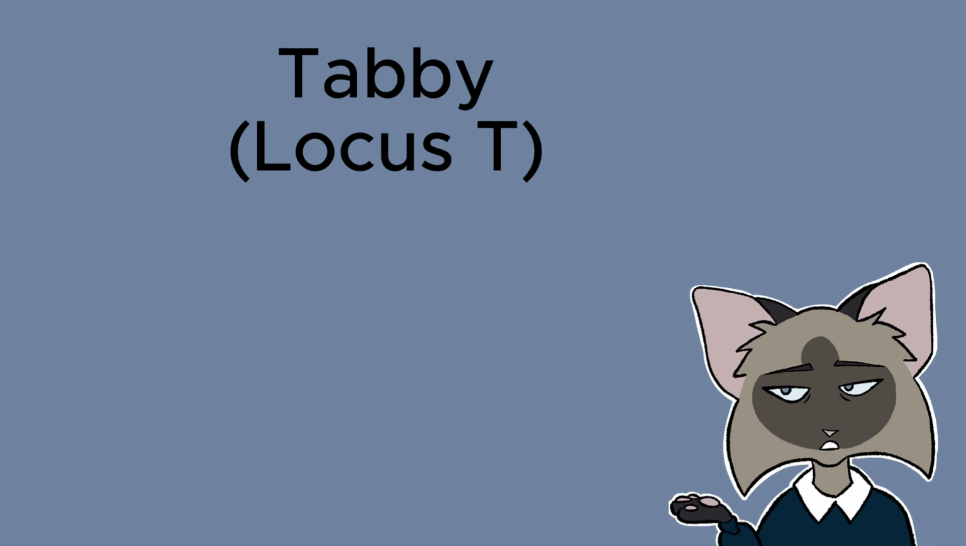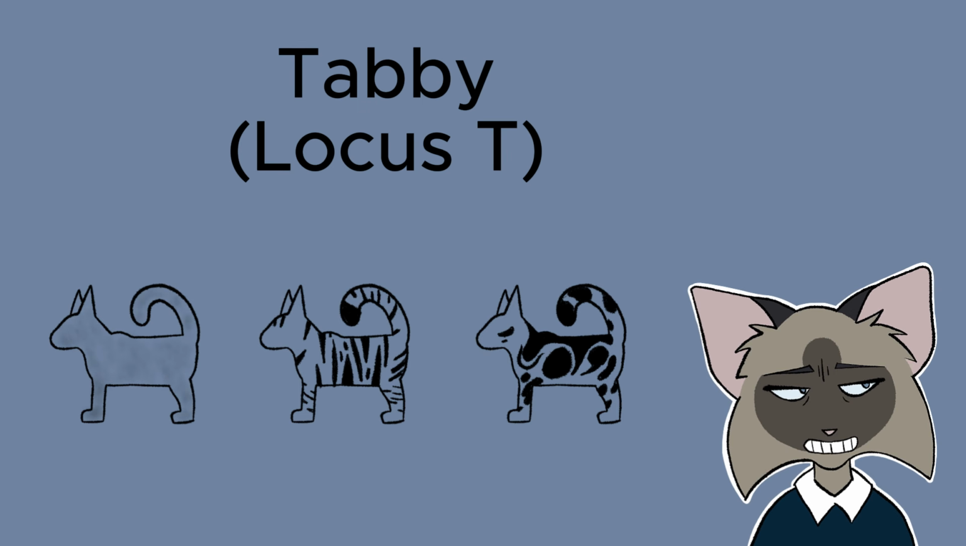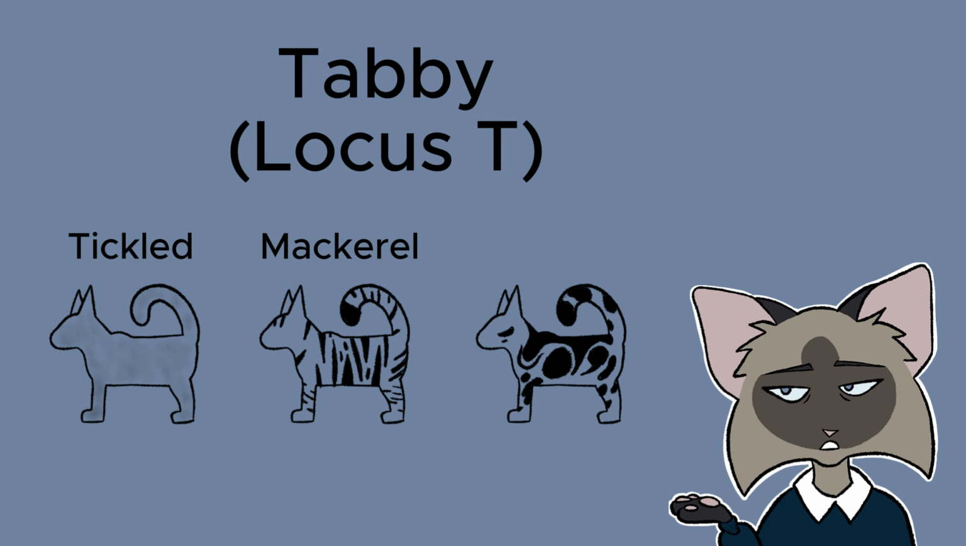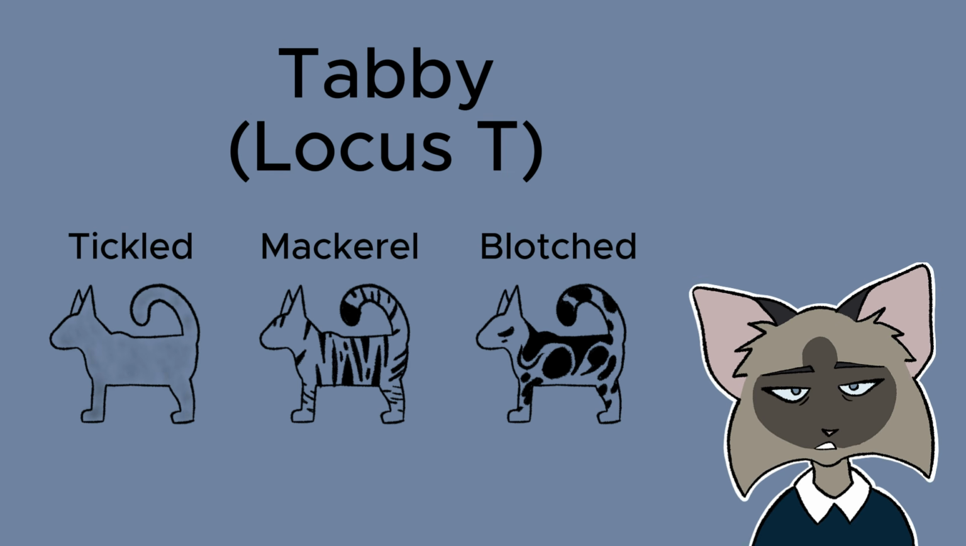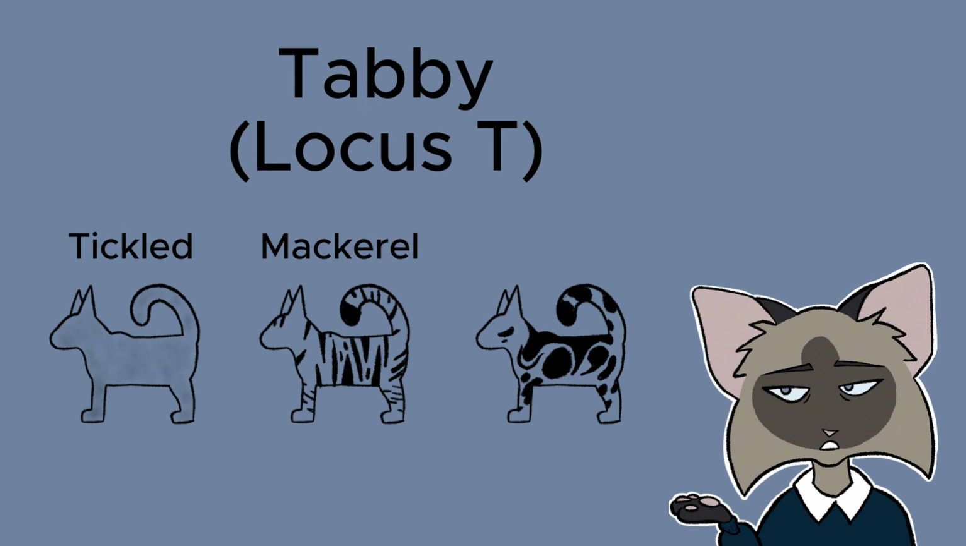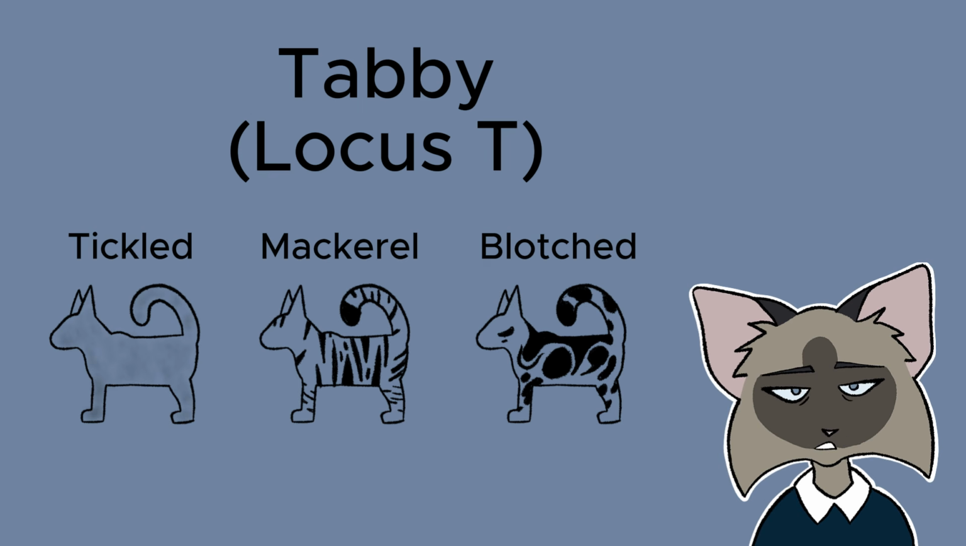Tabby, or locus T, has three separate patterns. Well, it has a few more, but we're just going to focus on the three. There's tickled, mackerel, and blotched. Blotched is also known as classic or marbled, but we're going to call it blotched because of the alleles and how they're labeled. It'll be easier to understand.